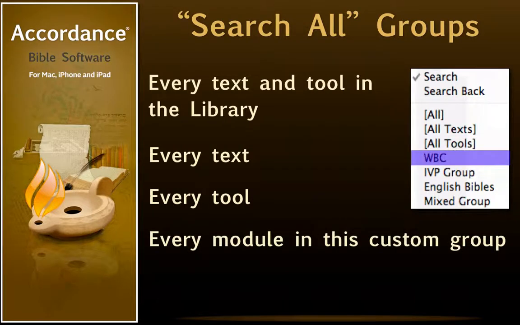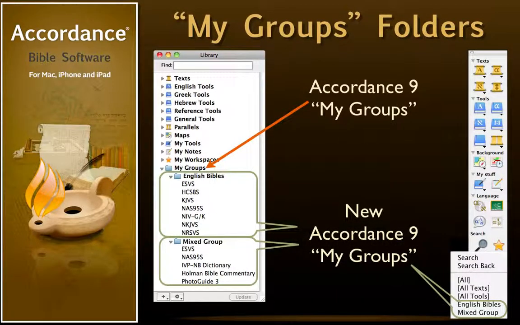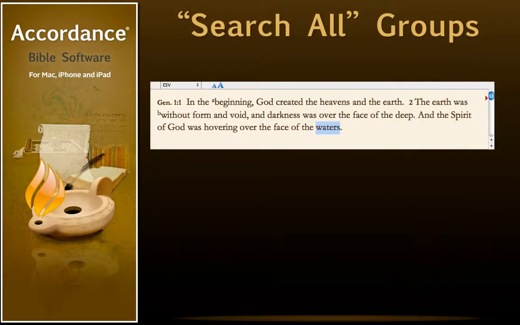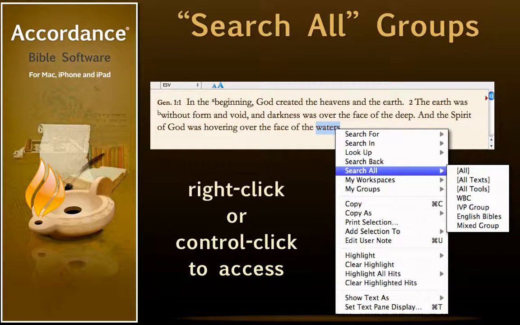And Search All can also be used with custom groups, which are automatically added every time we make a new folder under My Groups. We covered that in last week's podcast, number 40. Here's one of the slides from that podcast showing the relationship between My Groups and Search All. Of course, these same options are also available using Accordance's contextual menu. Just select any word and right-click or control-click to access the menu.